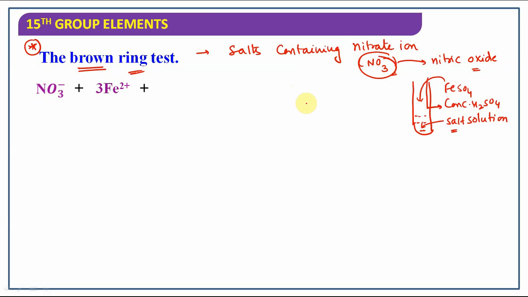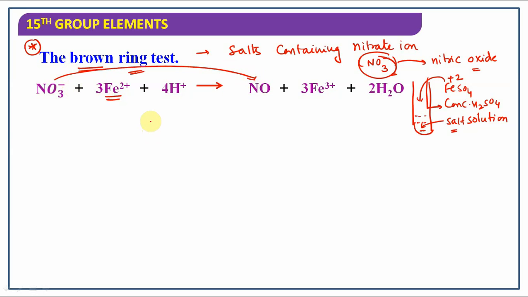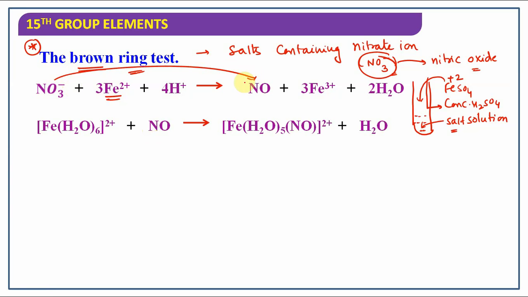So if you observe, we are adding FeSO4, in which iron exists in the form of Fe2 plus, to a salt consisting of NO3 minus. So this Fe2 plus converts NO3 minus to NO, right? And that NO further reacts with the iron complex, Fe(H2O)6 2 plus, and it gives you Fe(H2O)5(NO) 2 plus, plus H2O, and it is called the brown ring complex.